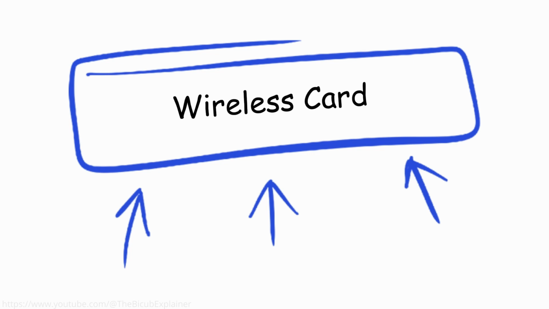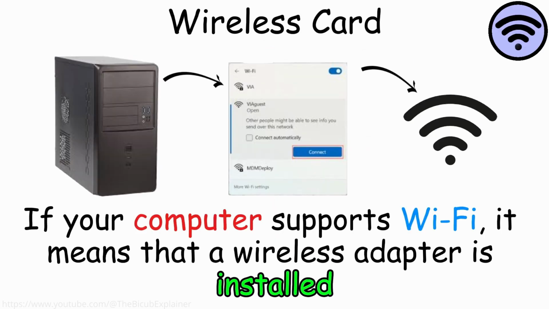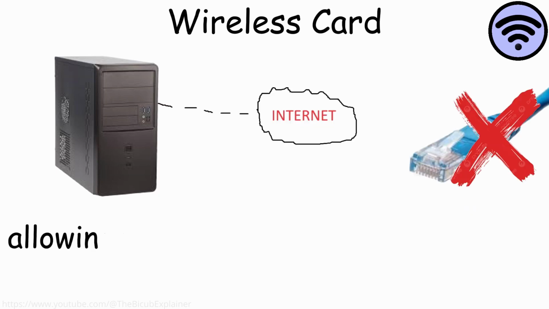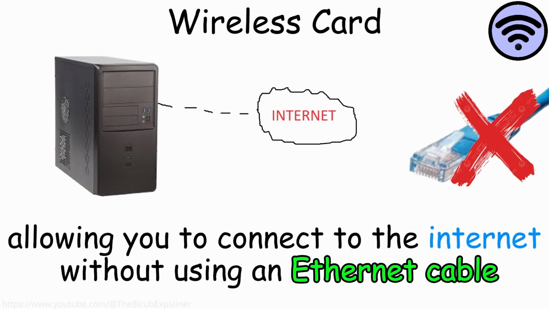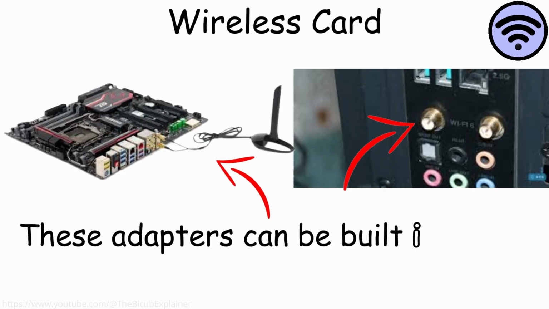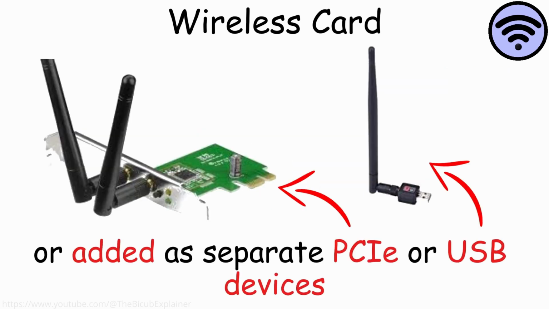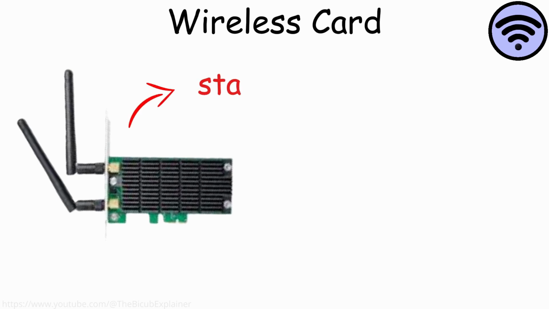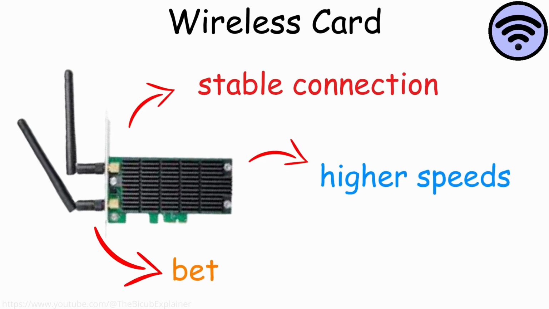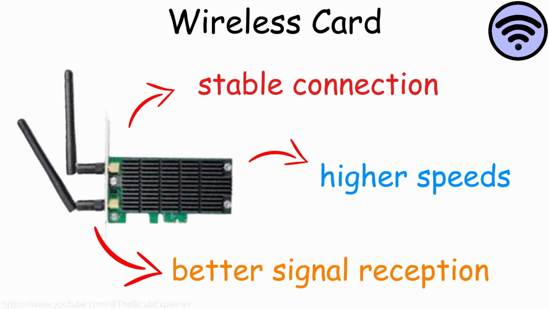Wireless card. If your computer supports Wi-Fi, it means that a wireless adapter is installed, allowing you to connect to the internet without using an Ethernet cable. These adapters can be built into the motherboard or added as separate PCIe or USB devices. A good wireless card ensures a stable connection, higher speeds, and better signal reception.